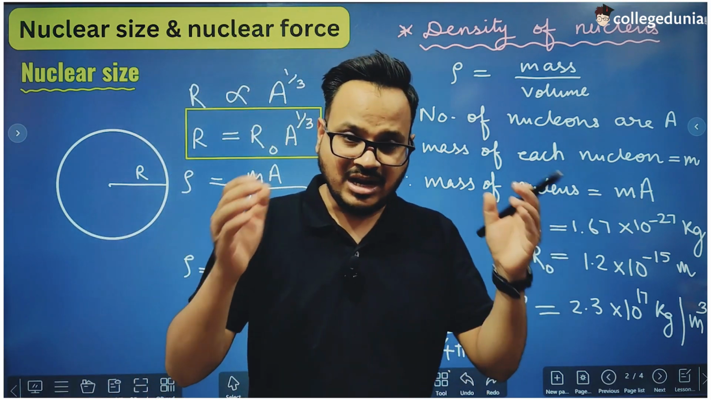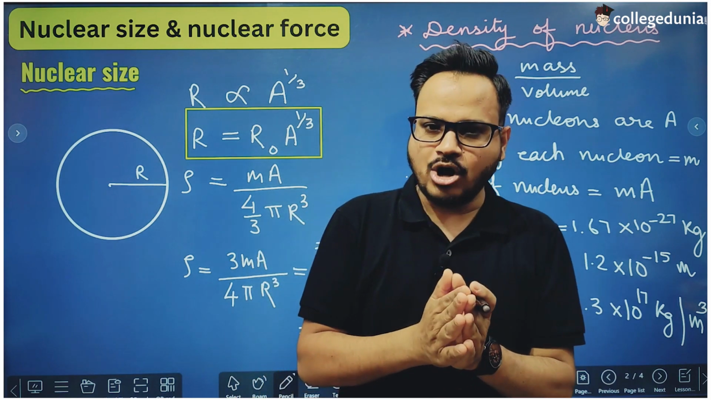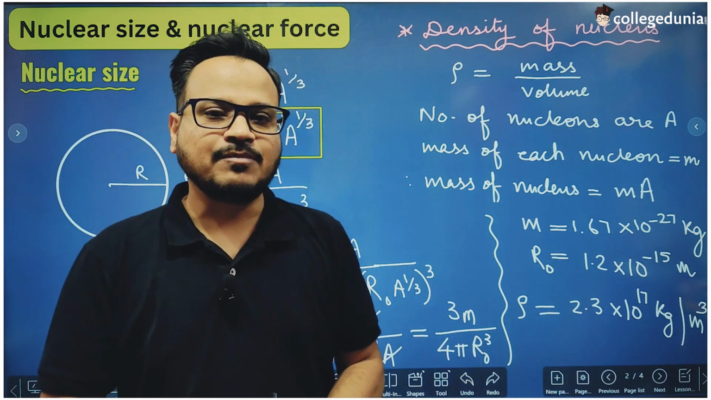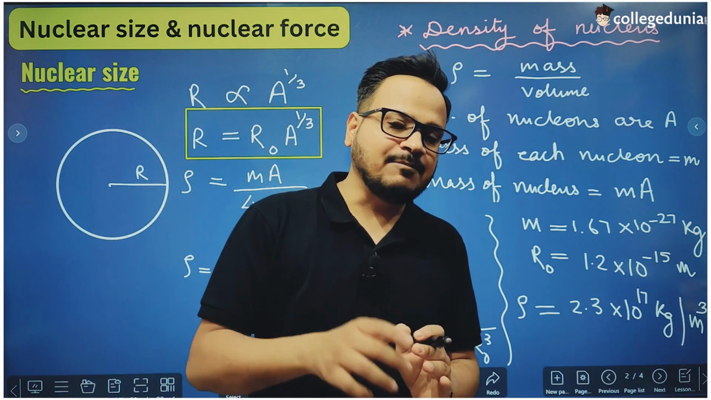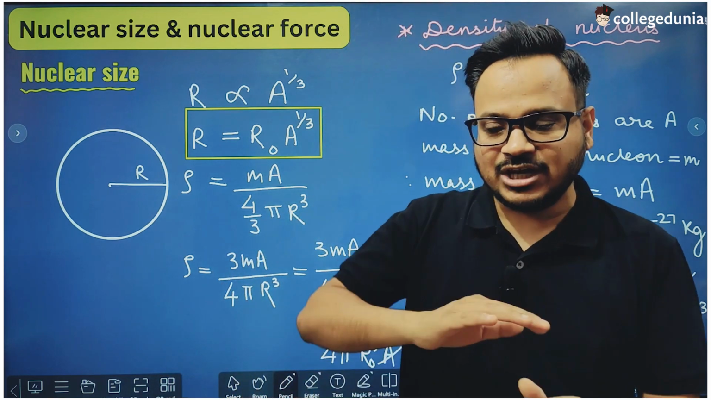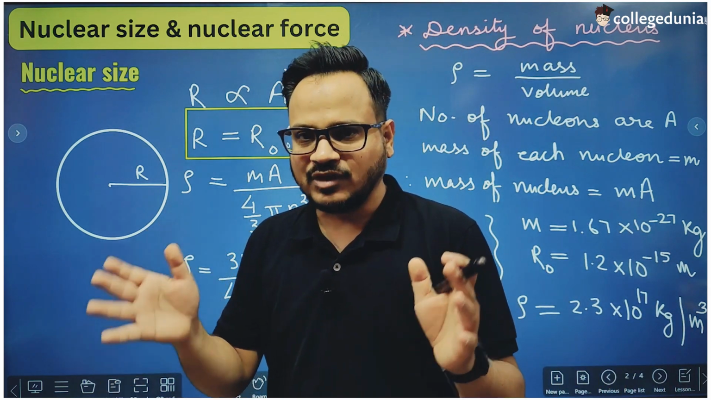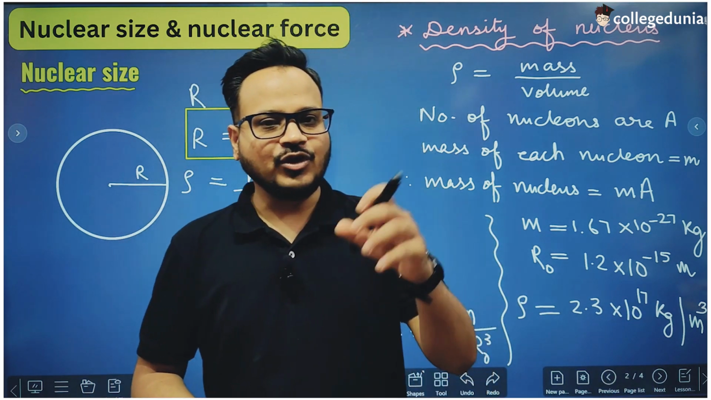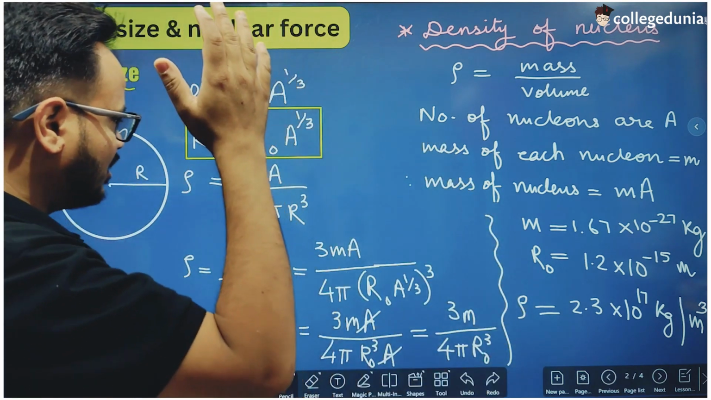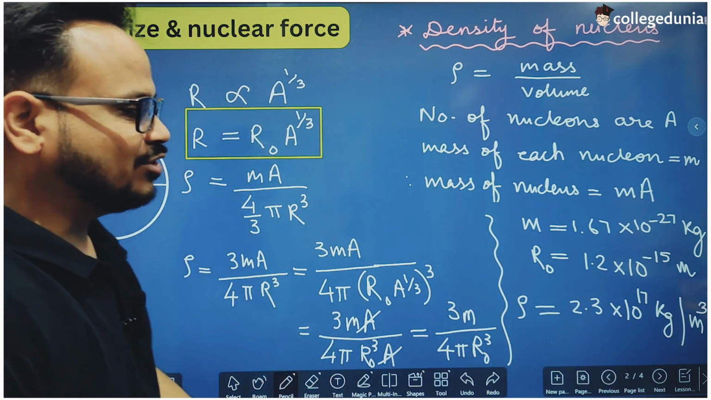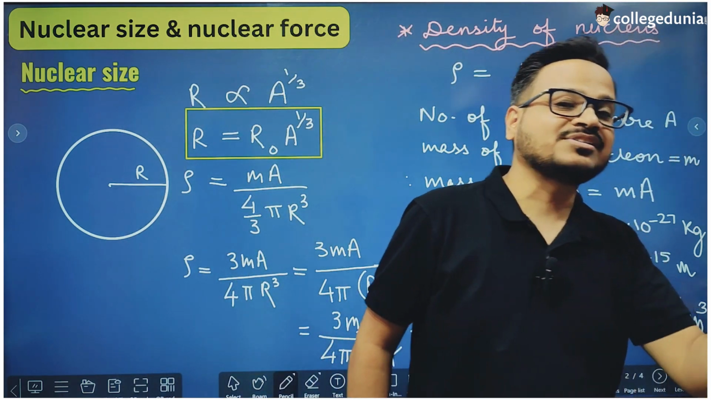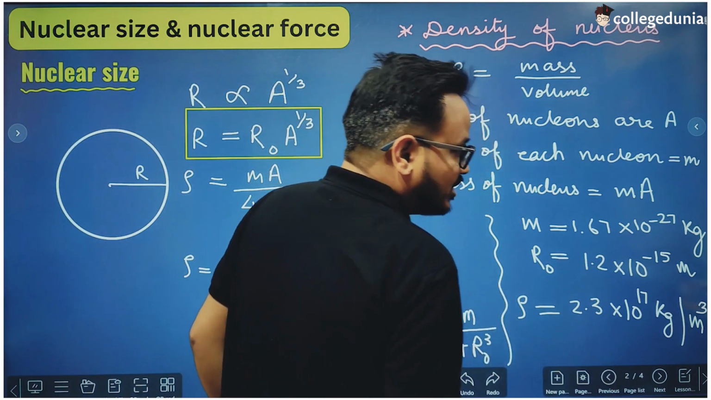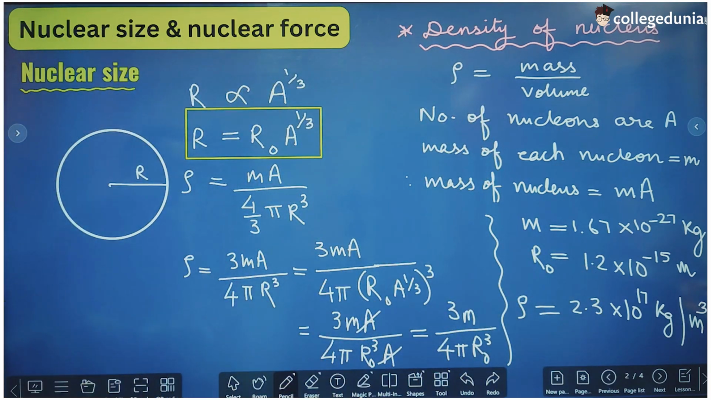If you take a box whose length is 1 meter, whose breadth is 1 meter, whose height is 1 meter, then the volume of that box is 1 meter cube. If you fill that box with water, ignoring the mass of the box, the total mass of the water in the box of volume 1 meter cube is 1000 kg. Now if you fill that box with the material of the nucleus, the mass of that box will be 2.3 into 10 raised to power 17 kg. So you can have an idea from this value that the nucleus is very, very dense.